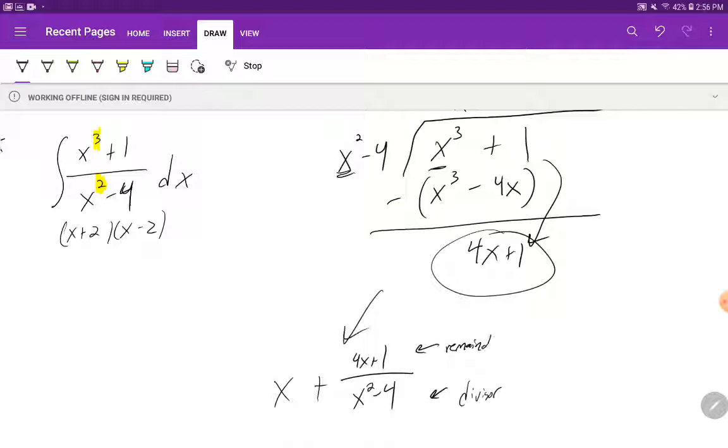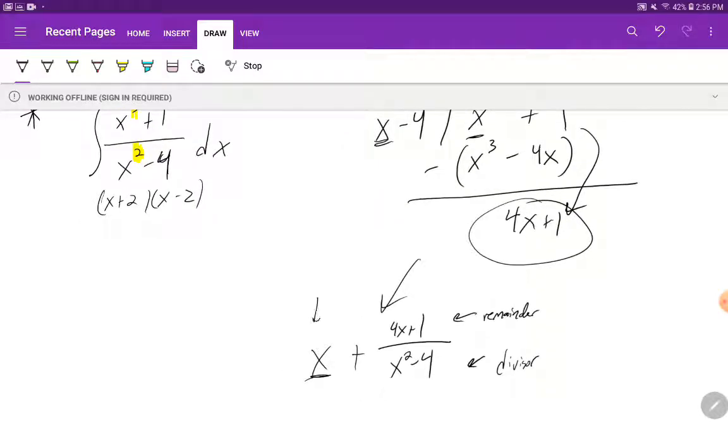I want to say either algebra 2 or pre-calc, you learn this. You learn how to divide polynomials. So, but yeah, and so this is the quotient, right?